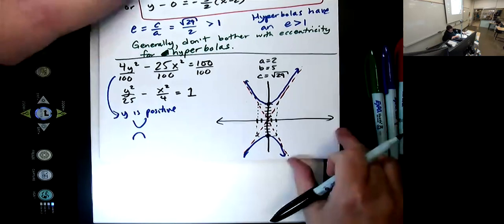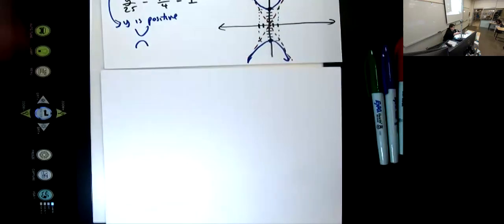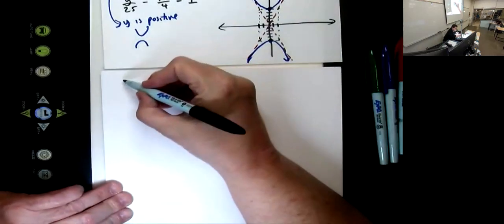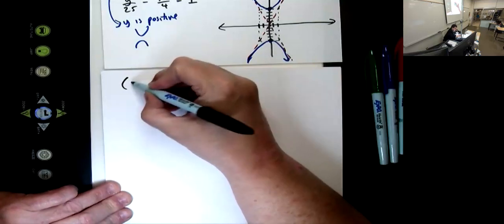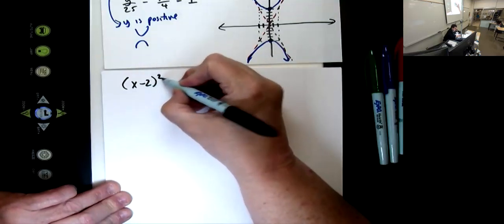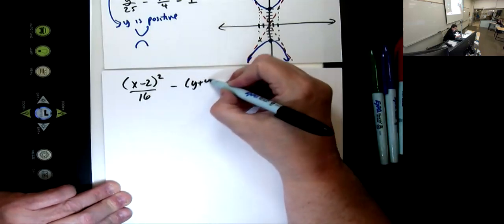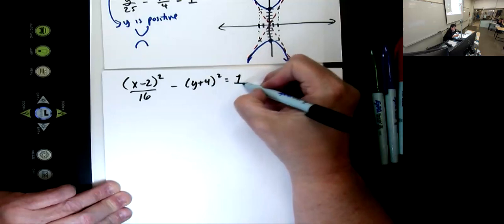All right, let me give you guys one to try where we have it adjusted. It's no longer at the center, or no longer at the origin. We're going to do x minus 2 squared over 16 minus y plus 4 squared equals 1.